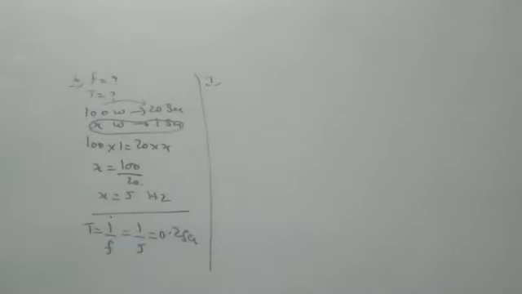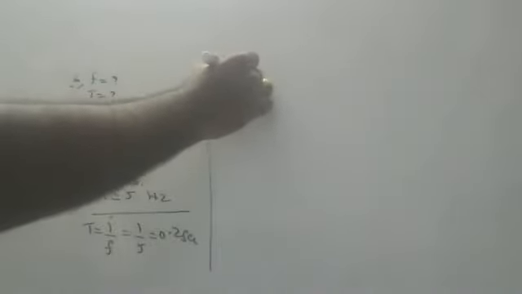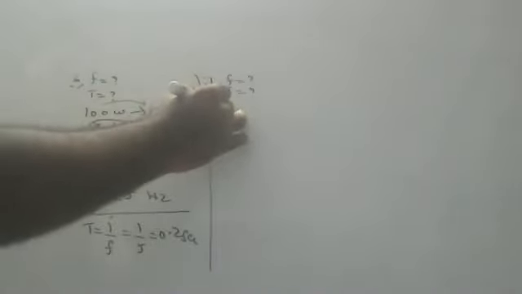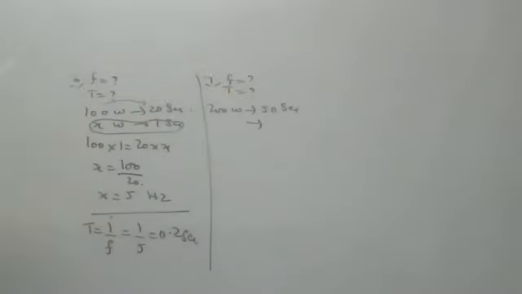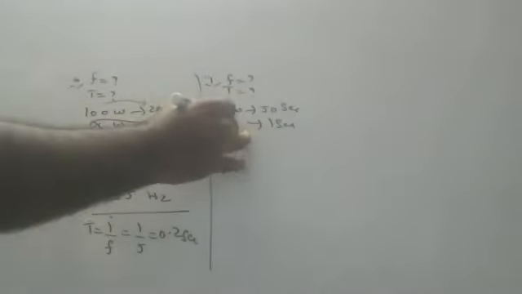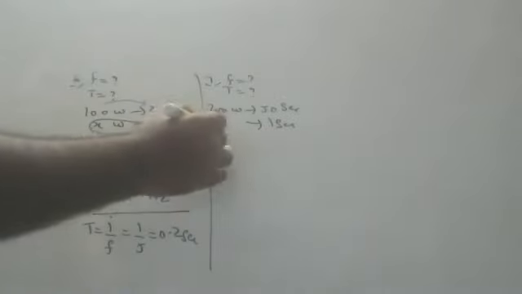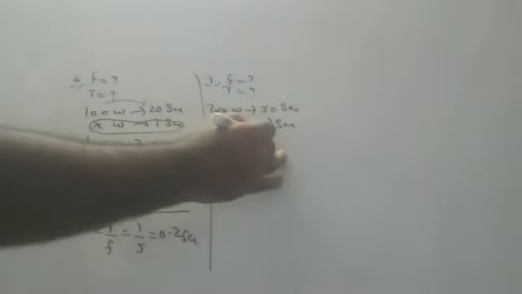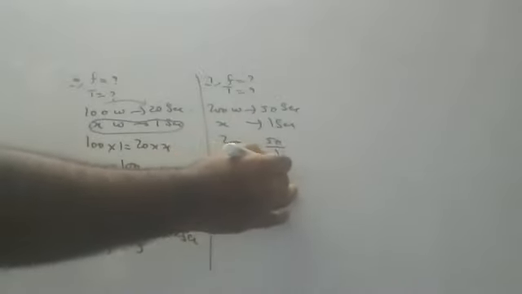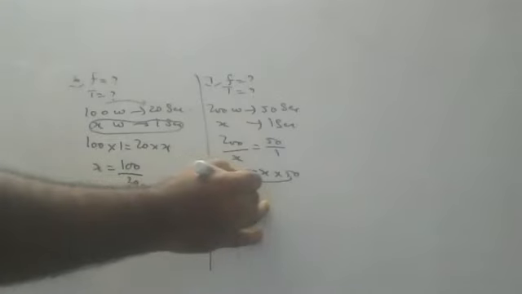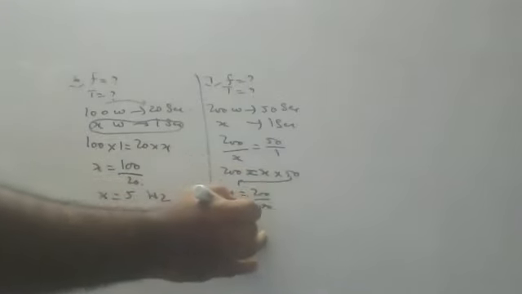What is the frequency and time period if 200 waves are occurring in 50 seconds? According to the frequency definition, in 1 second, how many waves will occur? Direct proportional, children. So 200 by x is equal to 50 by 1. Cross multiplication, 200 is equal to x into 50. X is equal to 200 by 50. So x is equal to 4 hertz is the frequency.